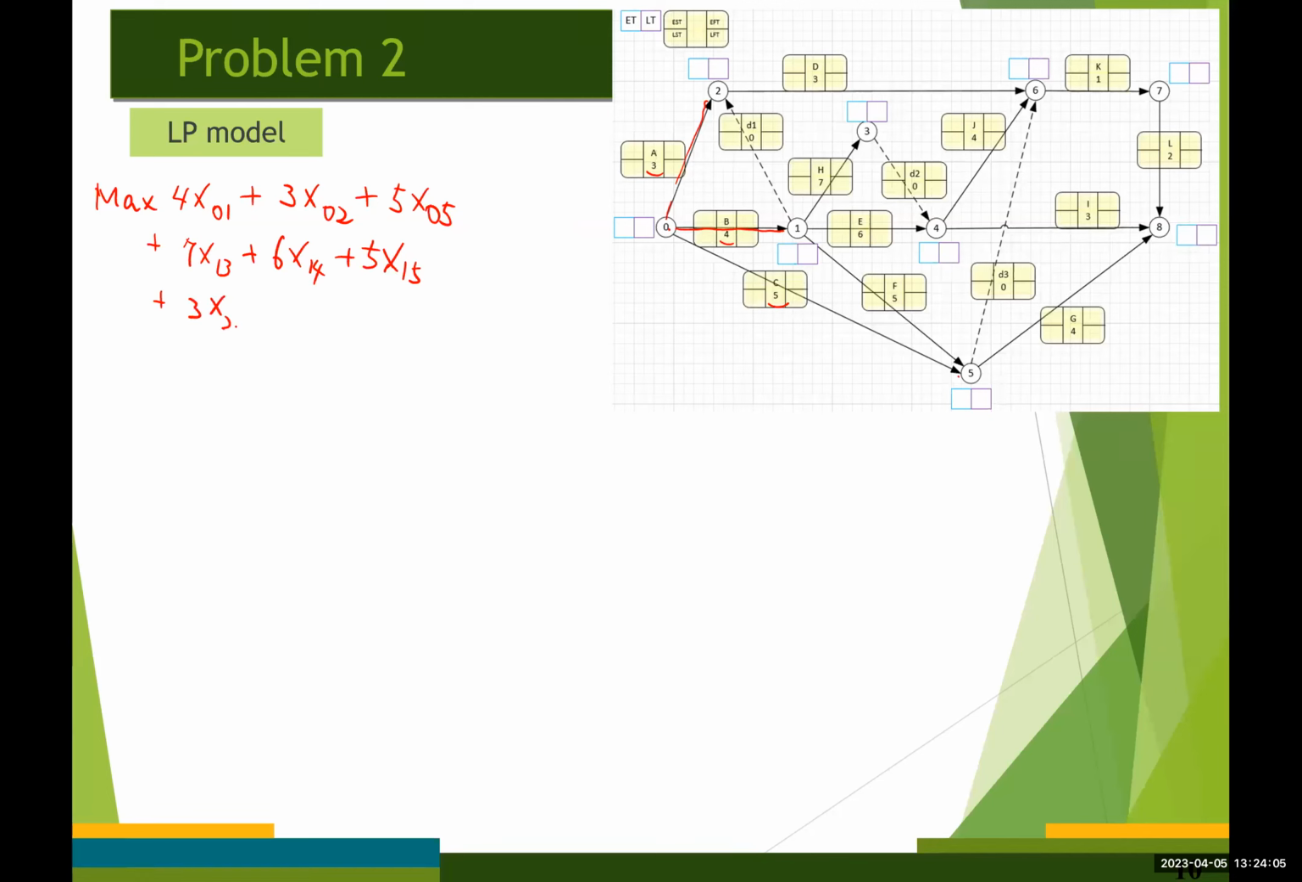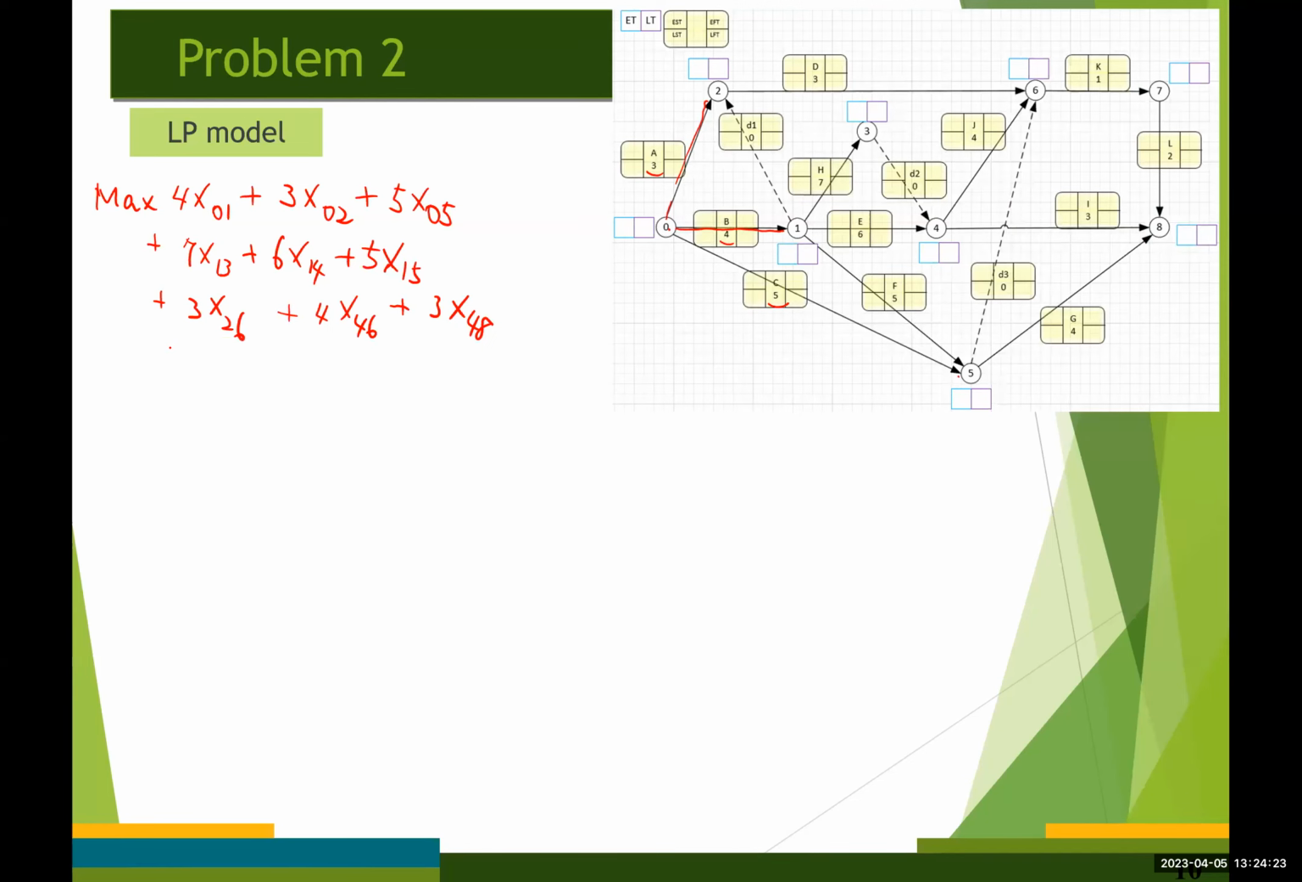3 times x26, 0 times x34, 4 times x46, 3 times x48, 0 times x56, 4 times x58, 1 times x67, and finally 2 times x78, right? That's our objective function.